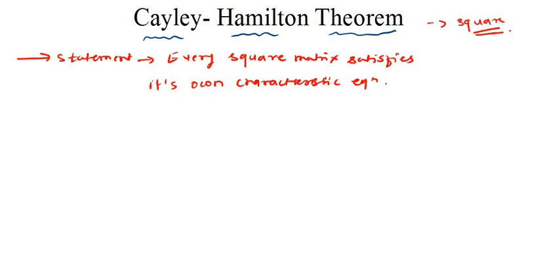Okay, so again I will read the statement. What does the statement say? Every square matrix, the matrix should be square, satisfies its own characteristic equation. Okay, what does satisfies mean? Suppose we have an equation like x square minus 5x plus 6 is equal to 0.